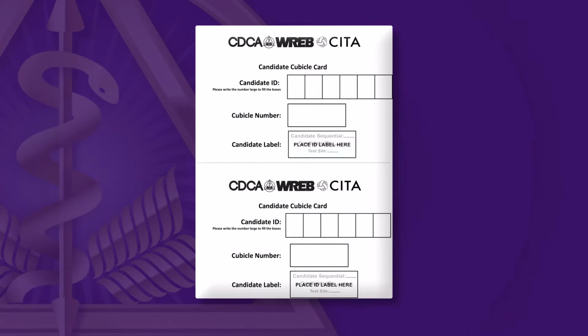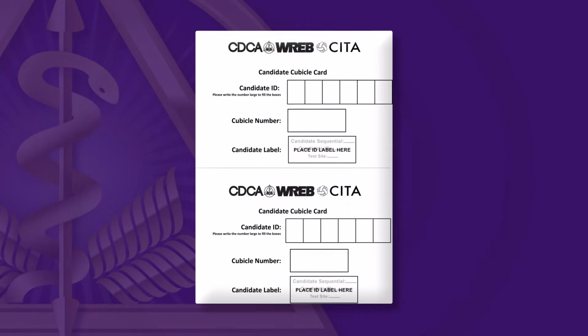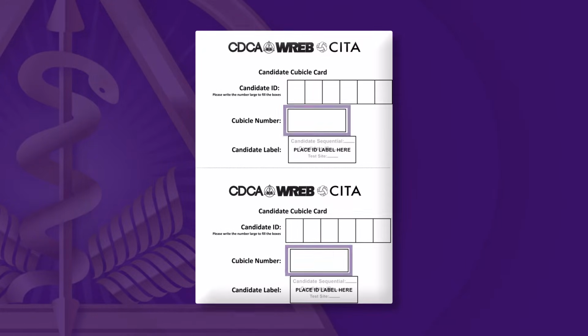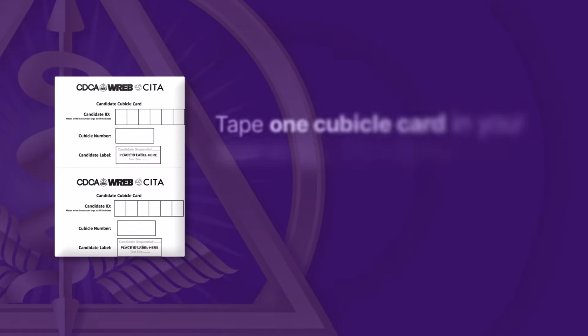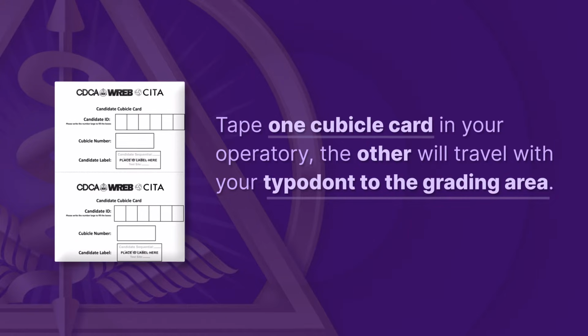Included in the envelope are 2 cubicle cards. Place your ID label in the designated areas and fill in your candidate ID and cubicle number where indicated on your forms. Tape 1 cubicle card in your operatory. The other will travel with your typodont to the grading area.